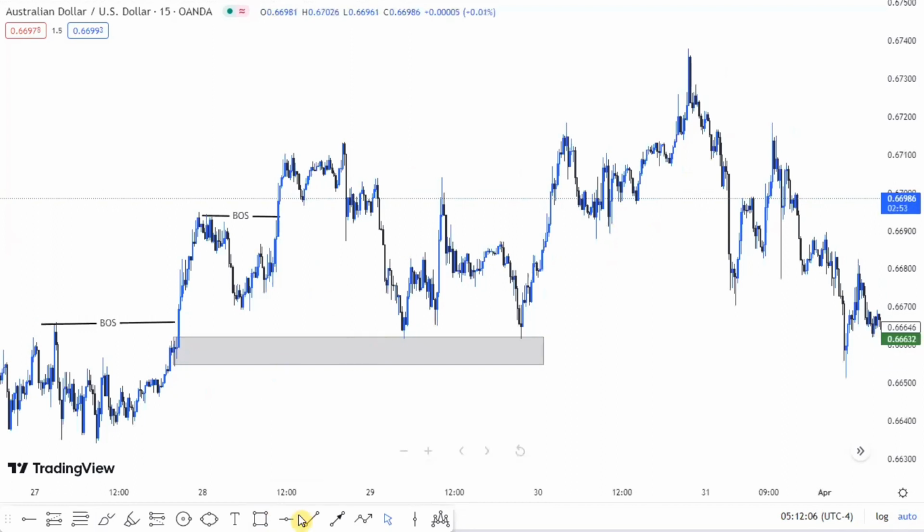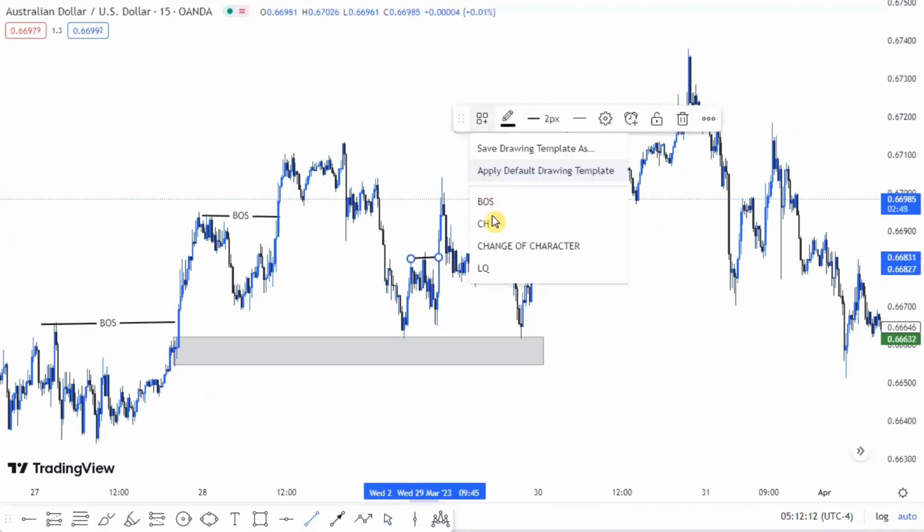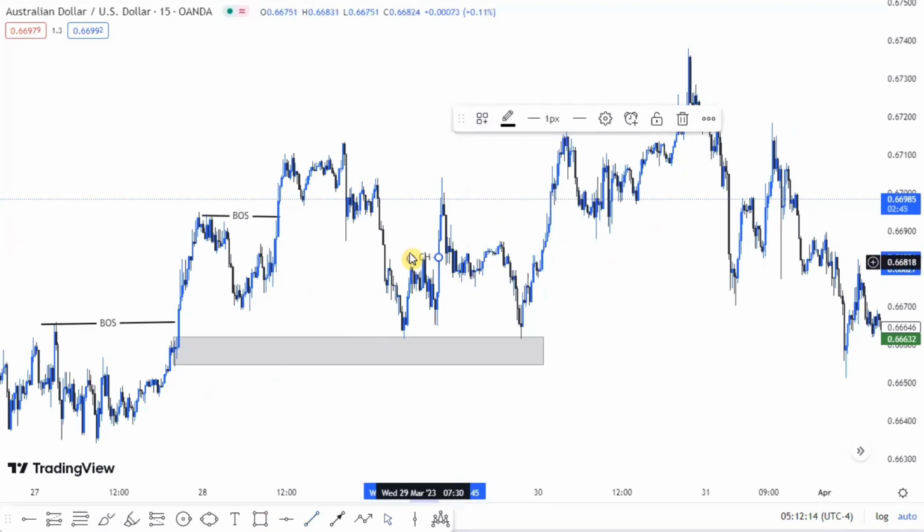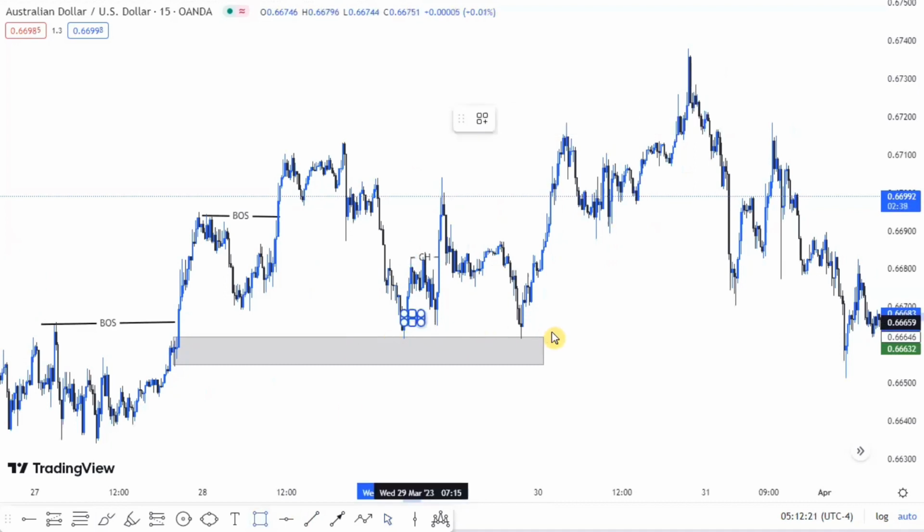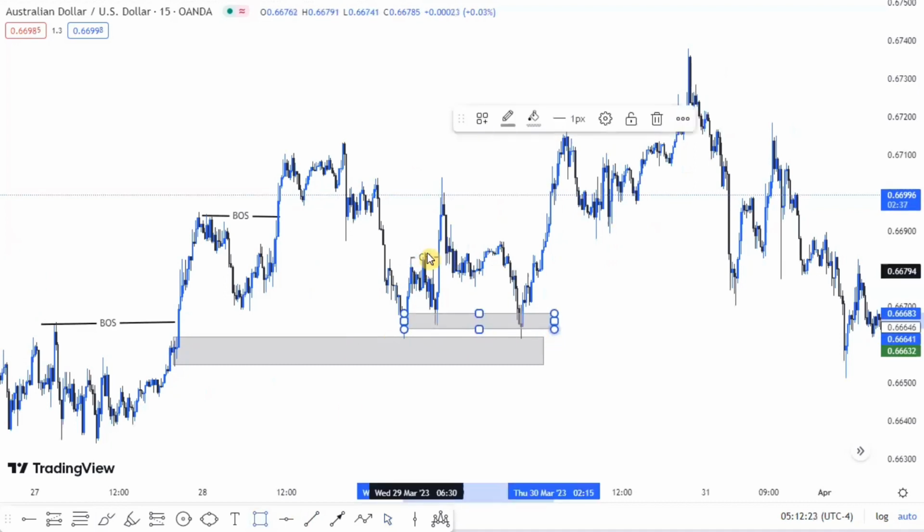Later on we had a change of character. Okay, we have a change of character. Anybody could have just bought from here, after the change of character, when the market came back to our demand zone. That actually led the market to take out those previous highs. So this is how to refine your entry.